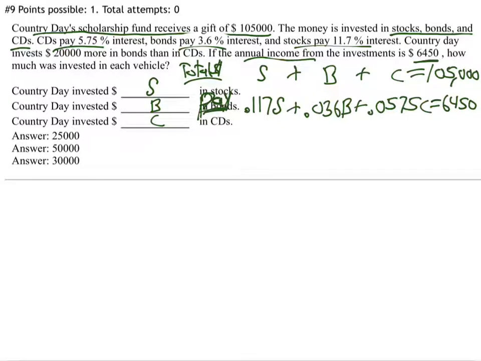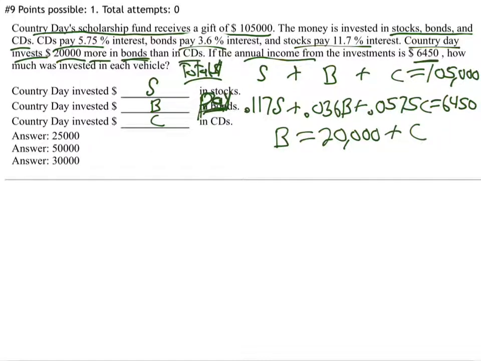So now the third equation is Country Day invests $20,000 more in bonds than CDs. So the bonds is 20,000 more than CDs. The bonds equal 20,000 added to the CDs. That's our third equation. So there we have 3 equations with 3 letters.